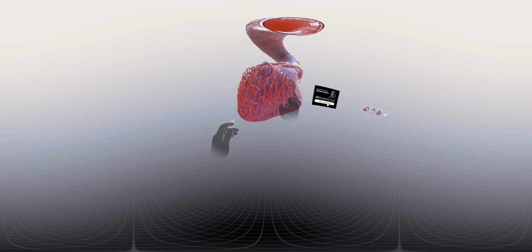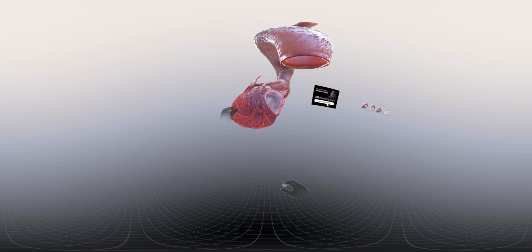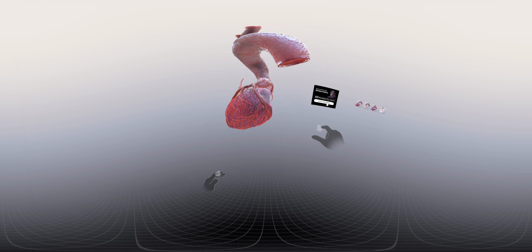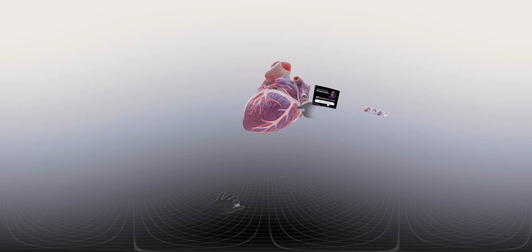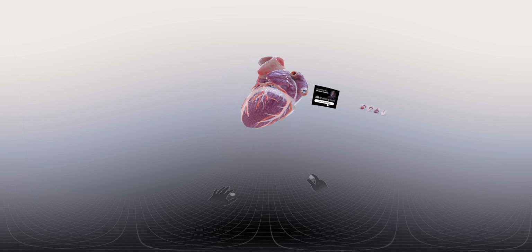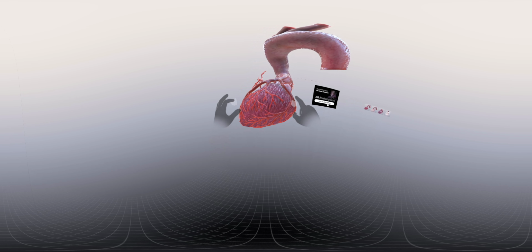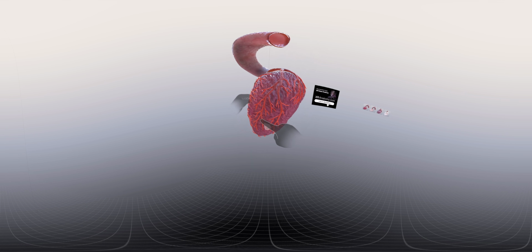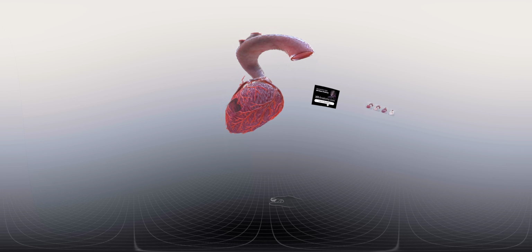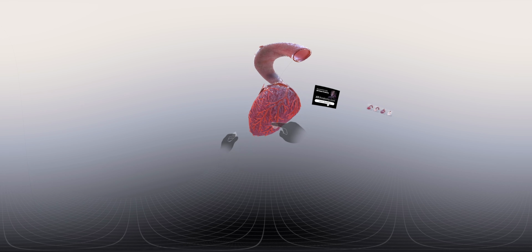The branches of the circumflex artery that supply the atria with blood are known as the atrial branches. They extend towards the left atrium from the circumflex artery. The circumflex artery gives off a large branch that advances along the left margin of the heart. This branch is known as the left marginal branch of the circumflex artery, and it supplies blood to the lateral wall of the left ventricle.